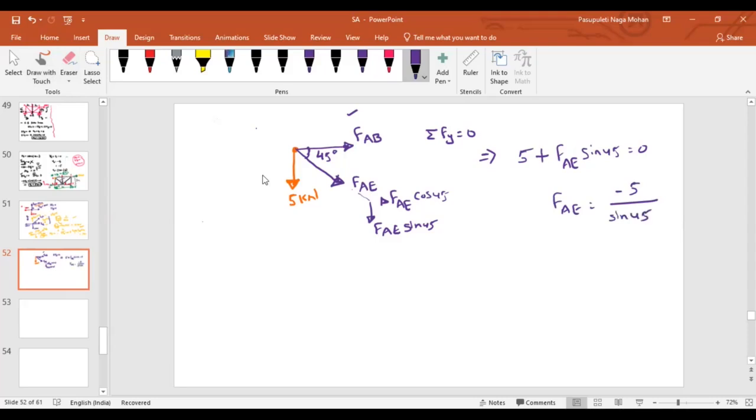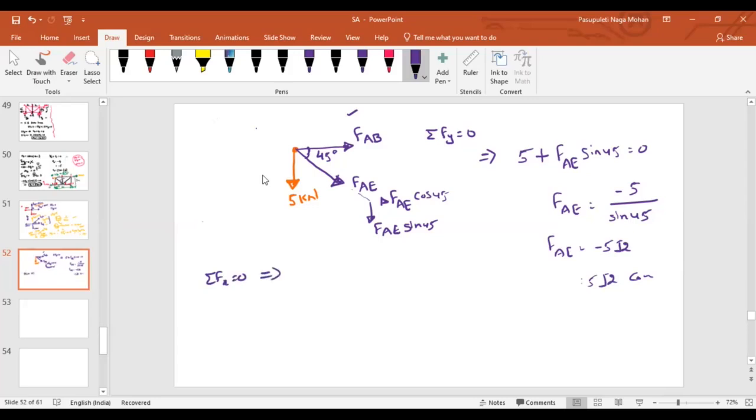Minus 5 by sin 45. What does this minus represent? Initially we assumed it as tension, but what is my FAE? It's compressive. What is this value? 5 root 2. That means 5 root 2 compression. Similarly, now look at the forces along the x direction.